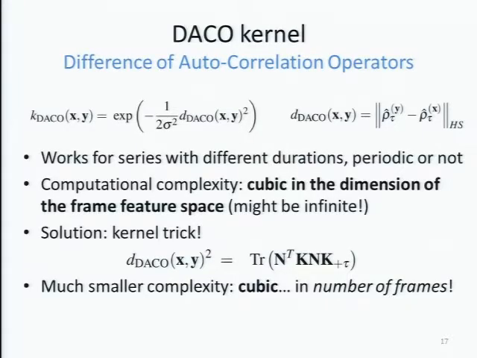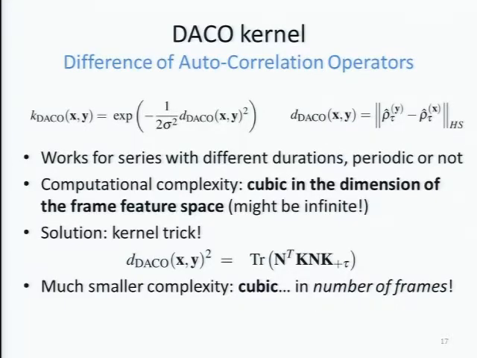Okay, so one thing that's interesting is that this kernel works for series with different durations, periodic or not. So it works in very general, in many cases. However, the problem is that estimating this distance has a computational complexity that is cubic, but in the dimension of the frame feature space.